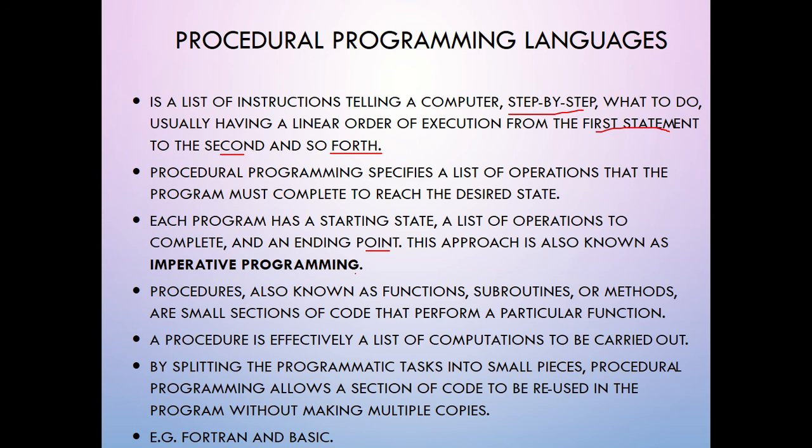Procedures, also known as functions, subroutines or methods, are small sections of the code that perform a particular function. A procedure is effectively a list of computations to be carried out. By splitting the programmatic tasks into small pieces, procedural programming allows a section of code to be reused in the program without making multiple copies.